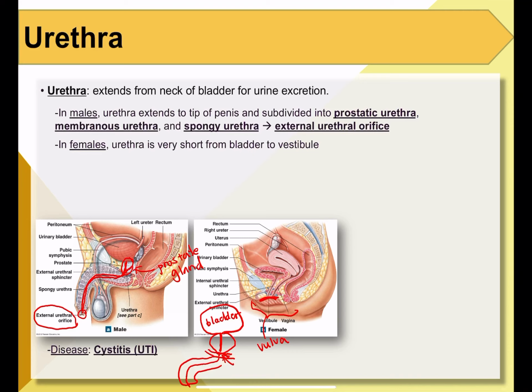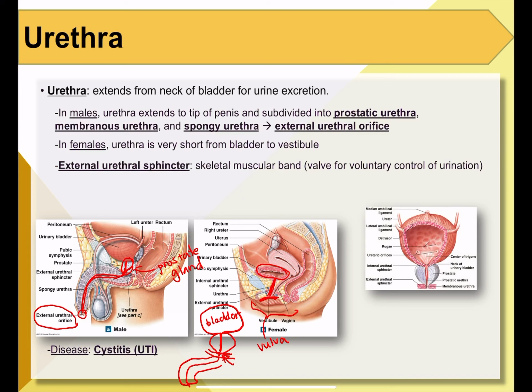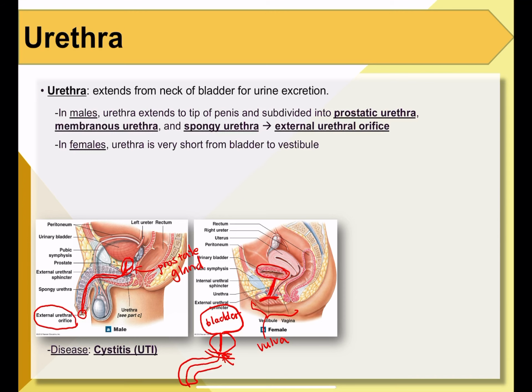So the vestibule is within the labia minora, and that's where our urethra is going to end up. The urethra is very short. It's just right here. This is the bladder, this is the urethra. That's why it's not divided into three parts like in males, because of how short it is. Now, because the female urethra is a lot shorter, we are more susceptible to urinary tract infection, known as UTI, which can lead to bladder infections called cystitis.